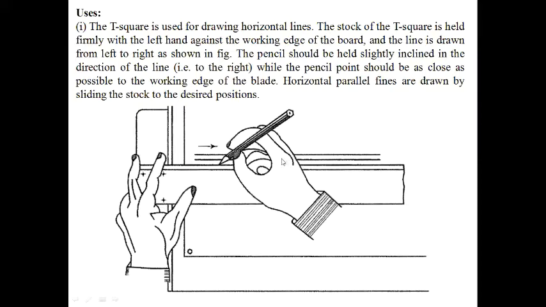The point should be as close as possible to the working edge. I mean, suppose this is the working edge, so your point must be as close as possible to the working edge. Horizontal parallel lines are drawn by sliding. Suppose you need a number of horizontal lines: first draw here, then move in this direction and draw another parallel line. You firmly fix it on the working edge of the board, then slide it slightly upward or down depending on the position of the line you are drawing, and you can draw any number of parallel lines.